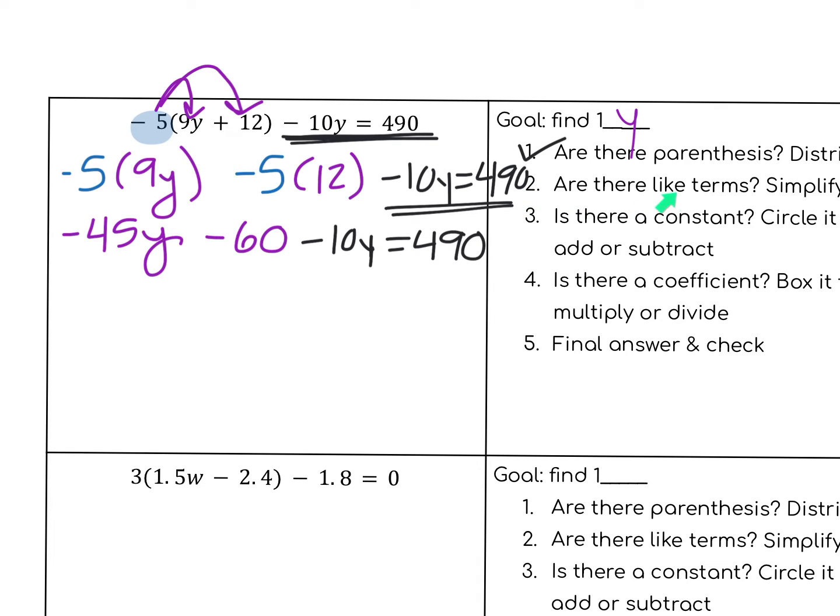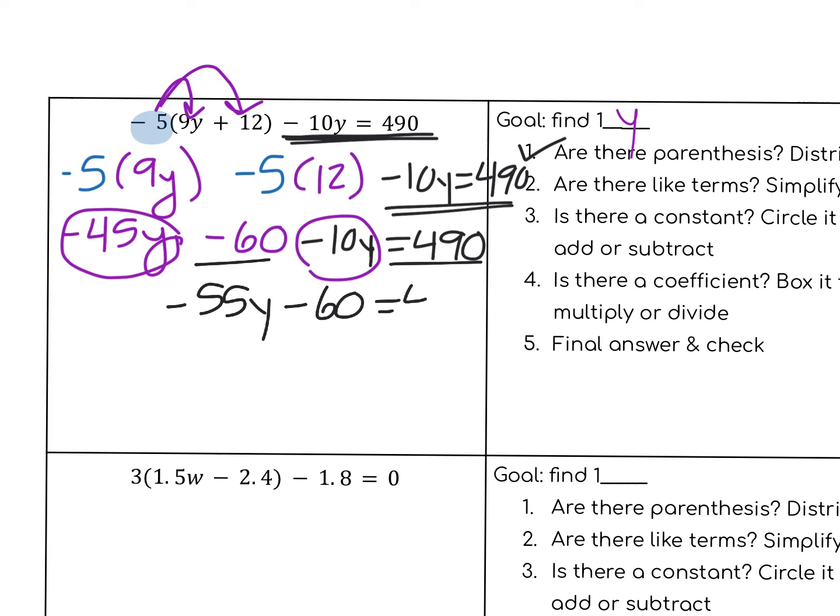Okay, it says, are there like terms? Simplify. I say that this one has a y and this term has a y. There are like terms, so I'm going to combine like terms. Negative 45y minus 10y. Negative 45 minus 10 is negative 55. And then I'm going to still include the other parts. Minus 60 equals 490. So that takes care of my combine like terms step.